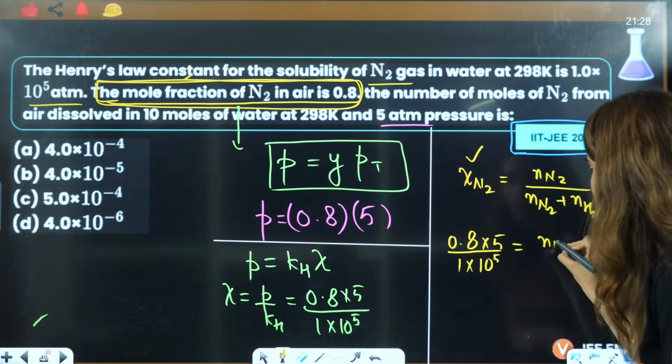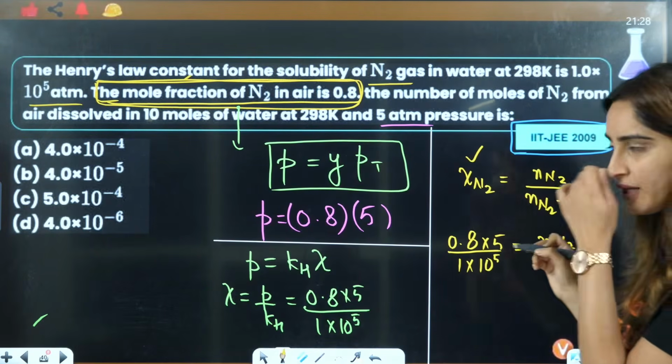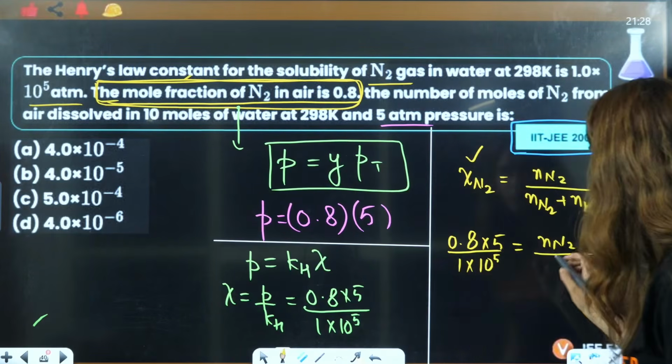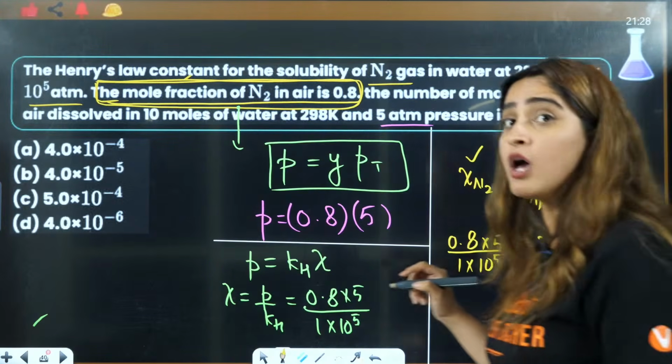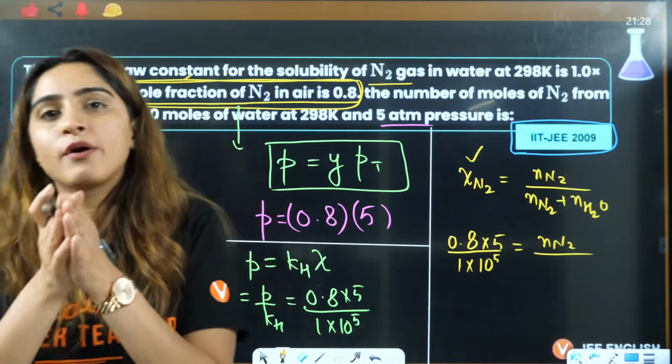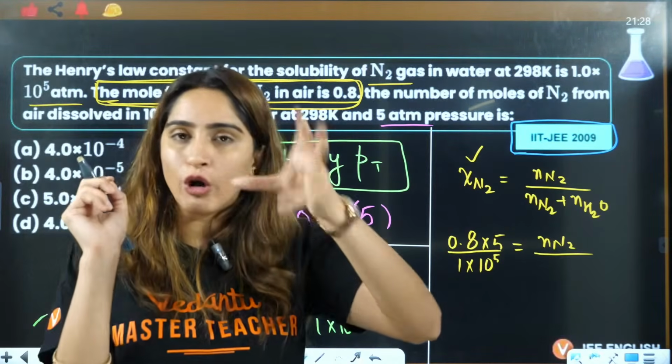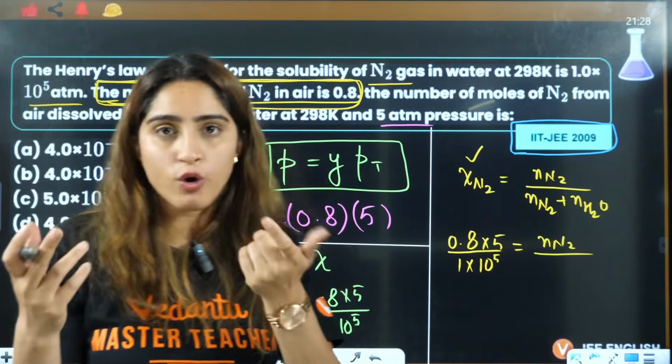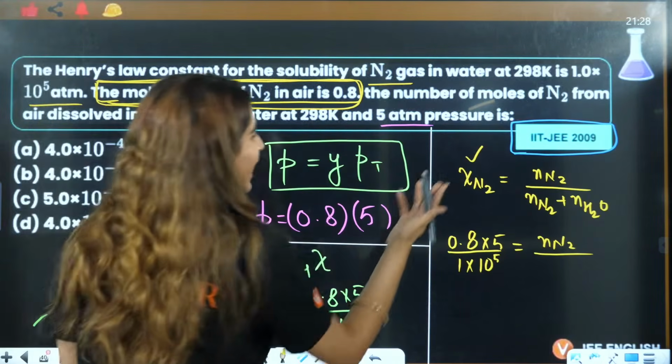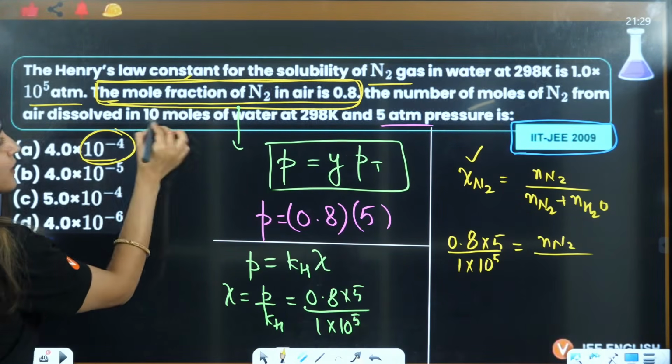Number of moles of N2, you don't know. You can even skip it. You can just take the approximation here. You can take it as number of moles of H2O, because when you compare number of moles of H2O and solute and solvent, solute you can ignore also, right? So we can ignore it, and if you see the options, here it is 10 mole.